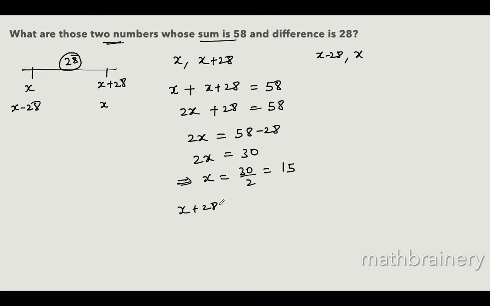X plus 28 must be 15 plus 28, which is 43. So your two numbers are 15 and 43. Let's look at the second case now.